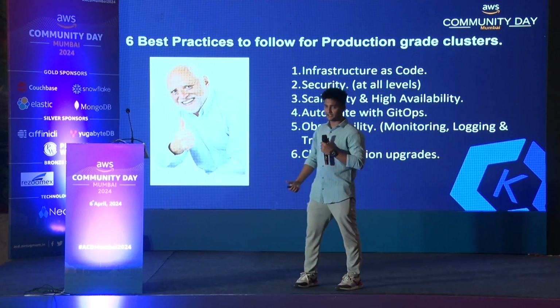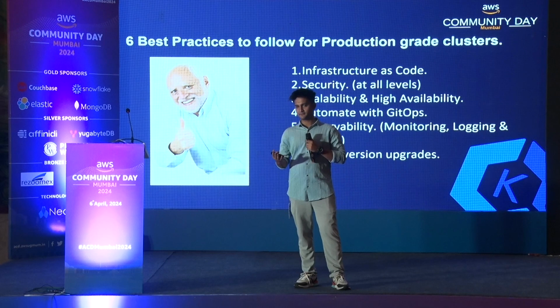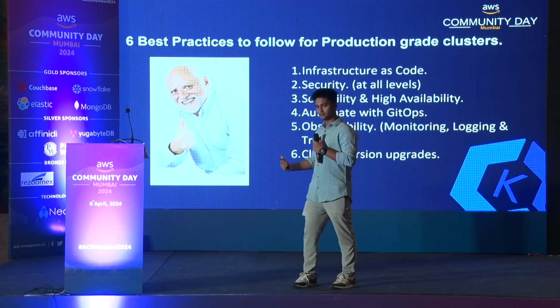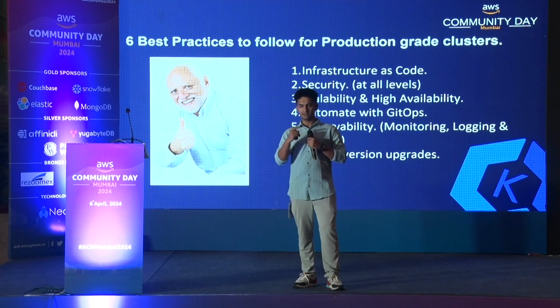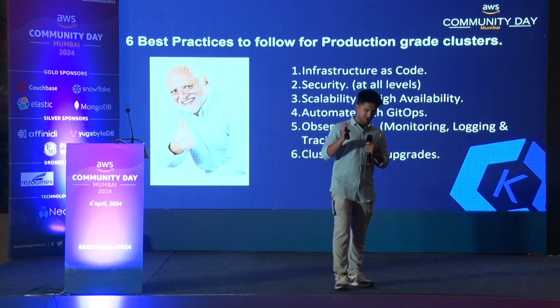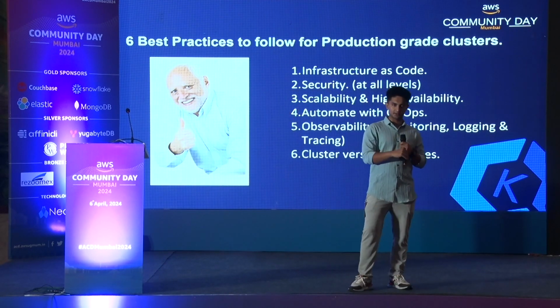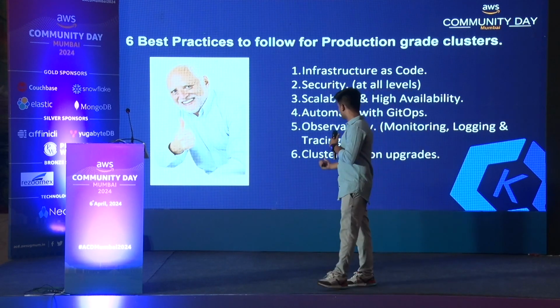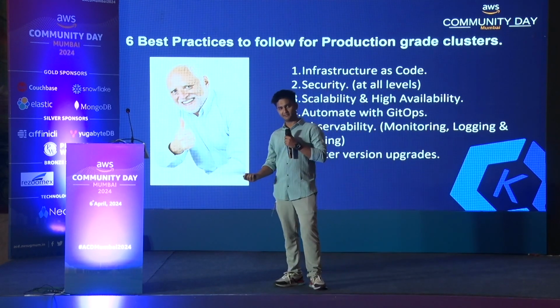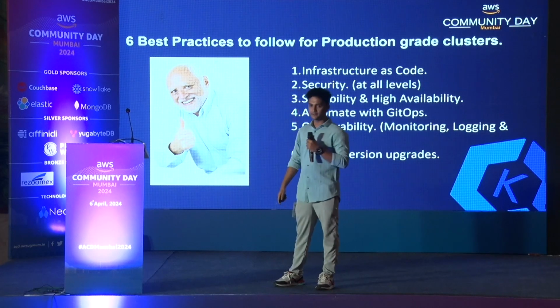Next is scalability and high availability. If you have been following IPL these days, IPL is deployed on Kubernetes. Same for ChatGPT. They have, I guess, 5,000 nodes running to run OpenAI right now. So scalability and high availability is very, very important.